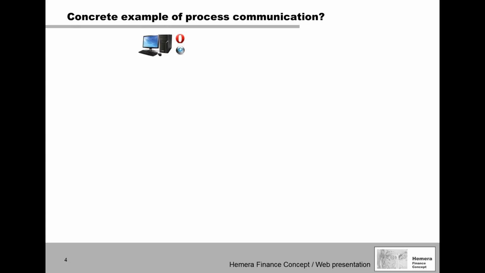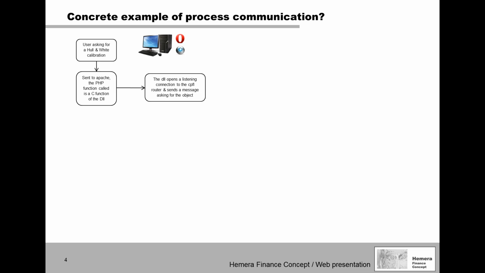Let's come now to our concrete example. A user would like to visualize on his or her internet browser a calibrated Hull-and-White volatility surface with local volatilities. The query is sent from his local computer through internet to the HTTP server, that is, to the Amen machine. The Apache server calls a PHP function that is just an interface to a Hemera finance concept DLL function. The DLL function, loaded by the Apache server, opens a listening connection to the cap floors router and calls the router via TCP/IP sockets, which are comparable to telephone communications, to ask for the calibrated surface.